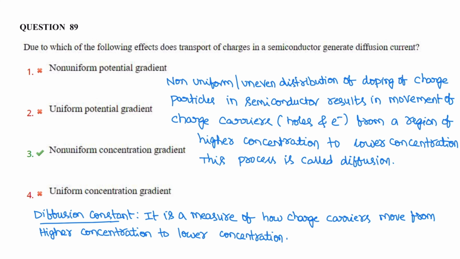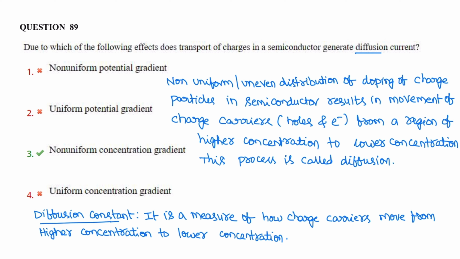Next question. Which of the following affects the transport of charge carriers in a semiconductor that generates diffusion current? Diffusion current means the current without the influence of an electric field. There is no electric field applied. First see what diffusion is. The non-uniform or uneven distribution of doping of charged particles in a semiconductor results in movement of charge carriers, that is electrons and holes, from a region of higher concentration to a region of lower concentration. This process is called diffusion.